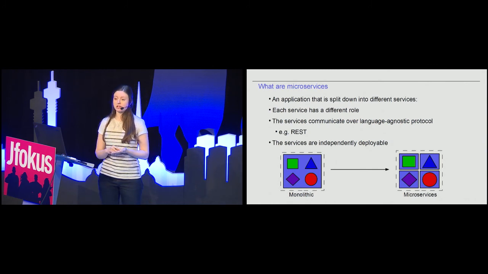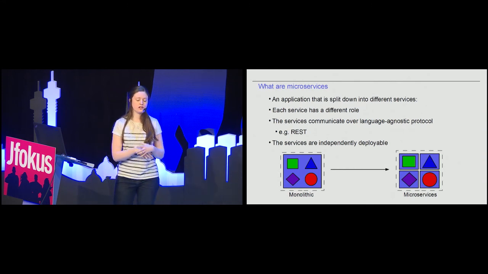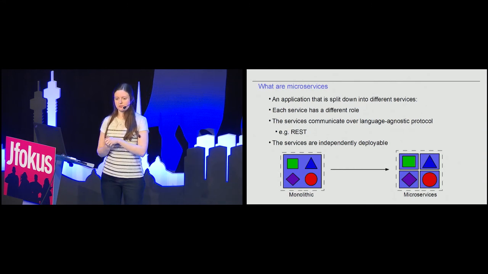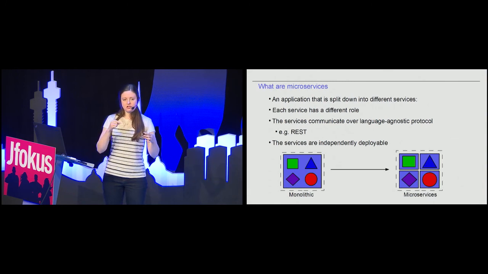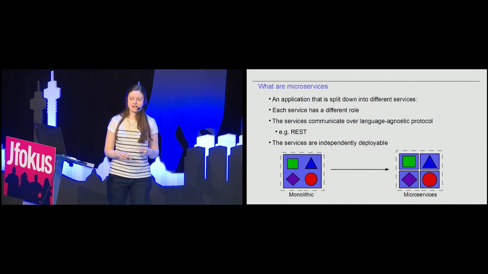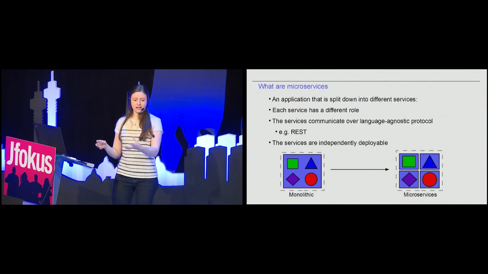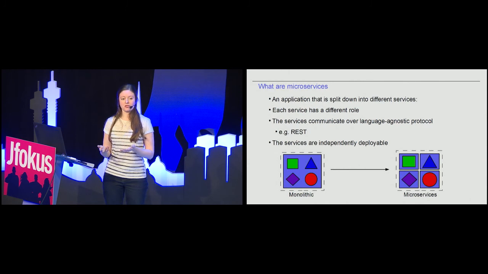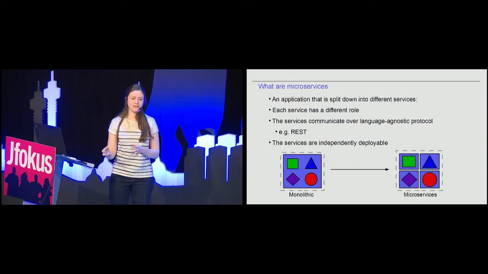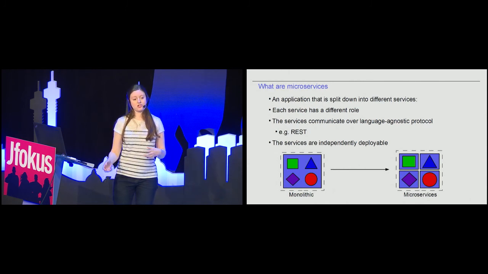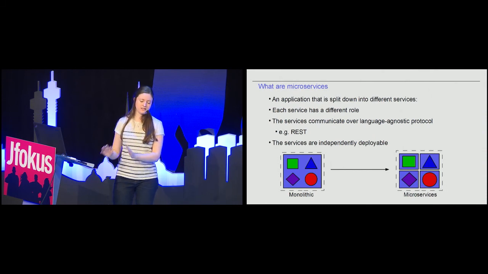The services communicate over a language-agnostic protocol, for example REST, or you could use other language-agnostic protocols such as WebSockets or other messaging services. The nice thing about this is that, because it's language-agnostic, you can write your different services in different languages. For us, that was going to be really valuable, because if a different team outside of Liberty wants to write something for us, they can do it in whatever language they want. They don't have to stick to Java.